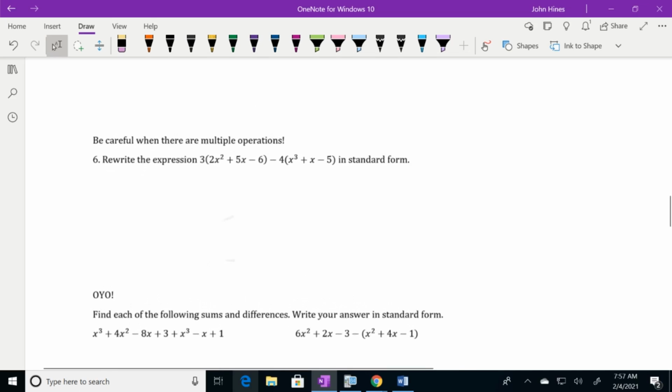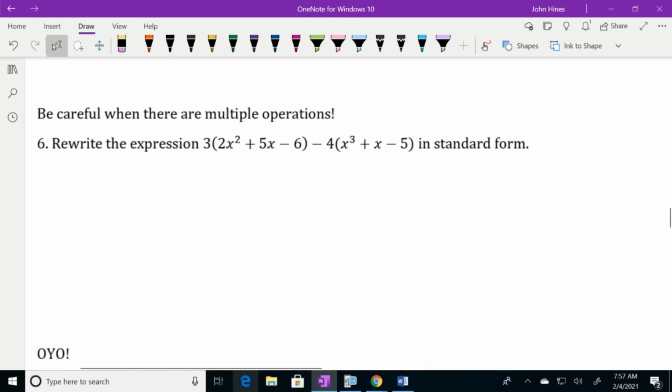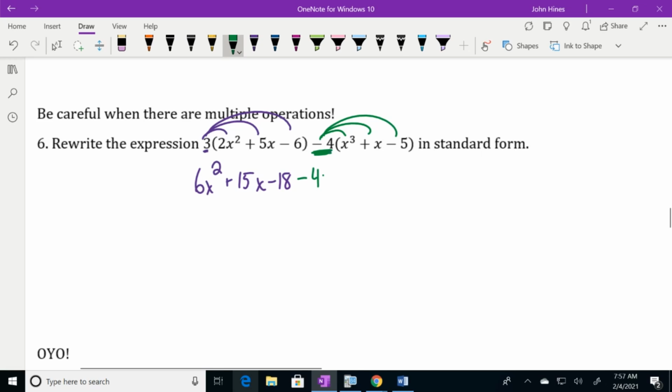We'll do one more together, then I'll let you try some on your own. So rewrite this expression here in standard form. Notice I've got some distributive property to apply first here, right? I'm distributing that factor of 3 in. So 6x squared plus 15x minus 18. But here, I'm not just distributing a 4, I'm distributing a factor of -4. -4x cubed minus 4x plus 20.